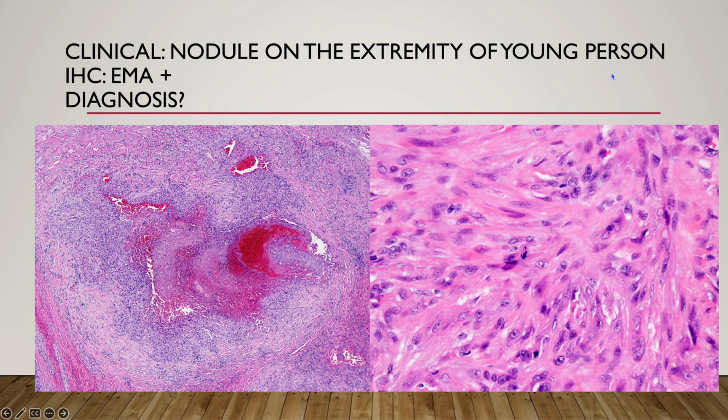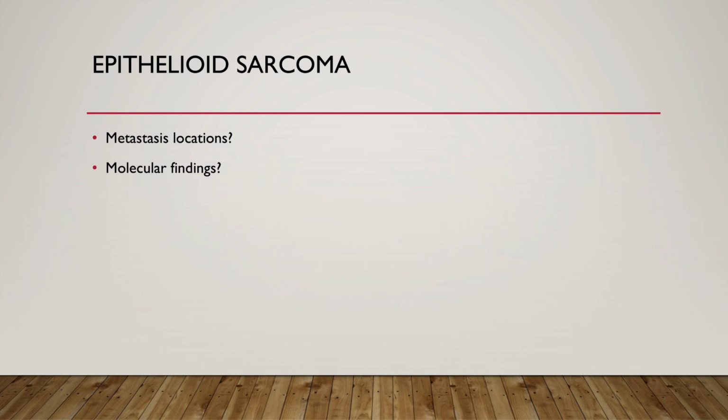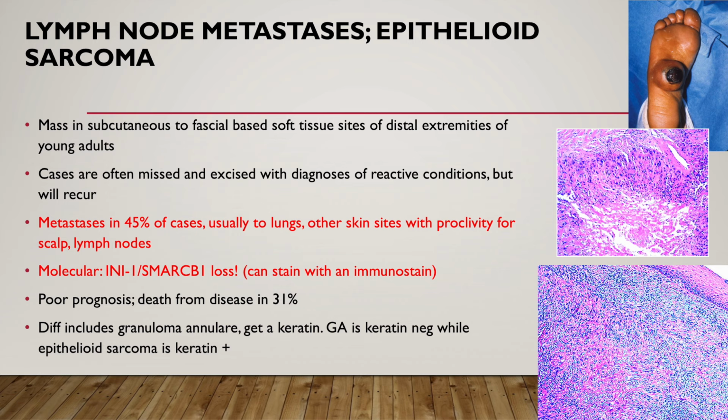This is epithelioid sarcoma. And what are the metastasis locations and molecular findings? So this tends to go to the lymph nodes, can go to the lungs, the scalp, and the molecular finding is an INI1 SMARCB1 loss. And it's a mass in the subcutaneous to fascial-based soft tissue sites of distal extremities of young adults. Cases are often missed and excised with a diagnosis of reactive conditions like granuloma annulare, but will recur. And in fact, you can get metastasis in 45% of cases, usually to lungs, other skin sites including the scalp, and lymph nodes.